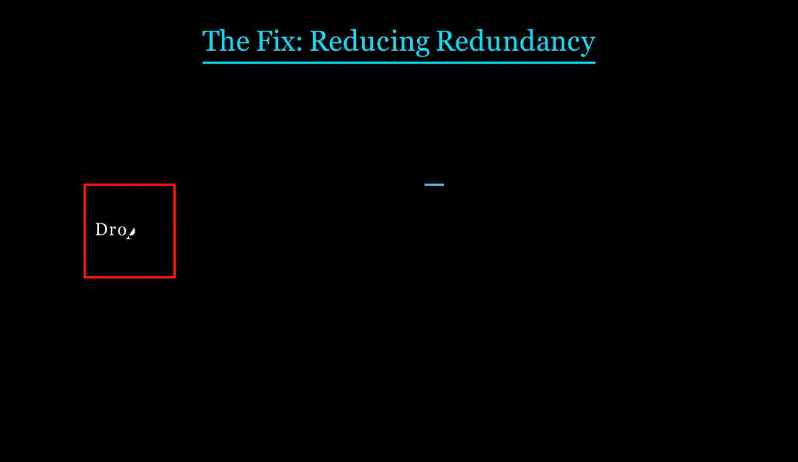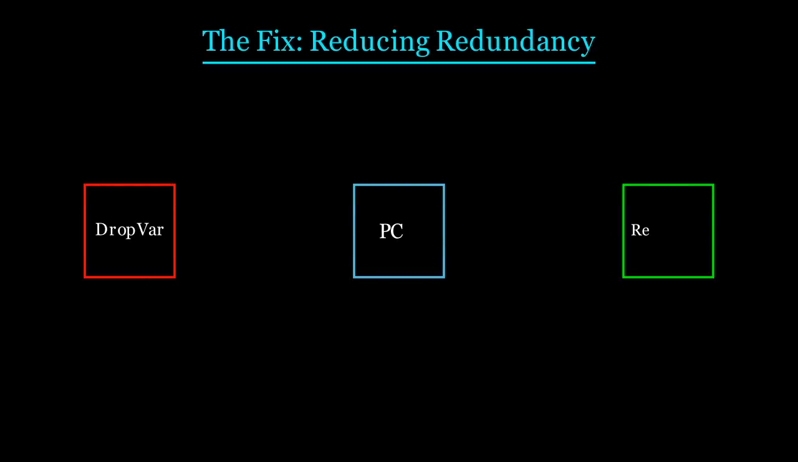Finally, how do we fix it? The simplest way is to drop one of the highly correlated variables. If they carry the same information, you don't need both. Another powerful approach is principal component analysis, or PCA, which transforms correlated variables into a set of uncorrelated components. Lastly, we have regularization techniques like ridge and lasso regression, which add a penalty term to the loss function to keep the coefficients from exploding.